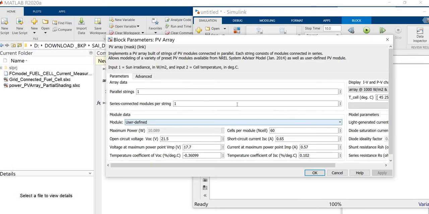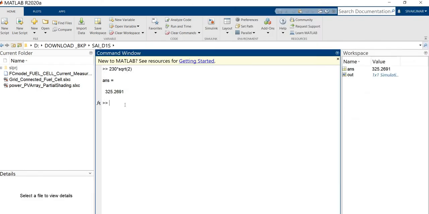Now we are going to see our panel. Double click. The value during maximum power point tracking is 17.7 volt. But actually we need the maximum peak voltage of 325.2691. So I am going to compute how many modules will be connected in series, by dividing by 17.7. What is the value?